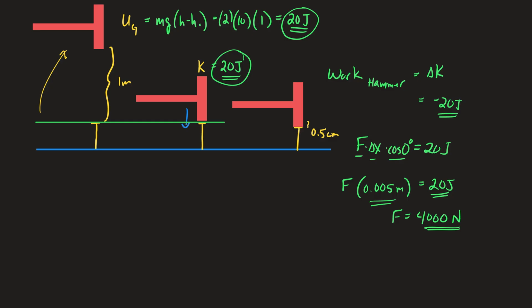Well, for the work done on the hammer, the angle isn't 0. The force on the hammer is upwards, but the direction that the hammer goes is downwards. So in that case, the angle would be 180 degrees. That's why negative work is being done on the hammer, because it's stopping the hammer.